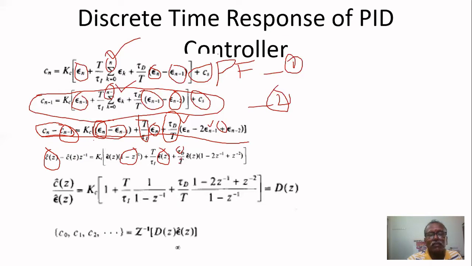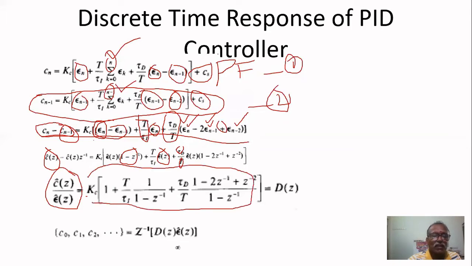Taking E of Z outside, with Z power minus 1 and Z power minus 2 terms, and bringing it to the left-hand side, you will get C of Z by E of Z equal to Kc. This is the transfer function for the digital PID controller.